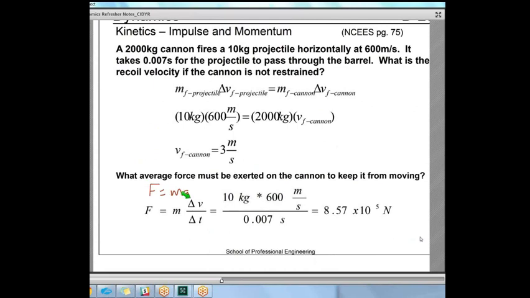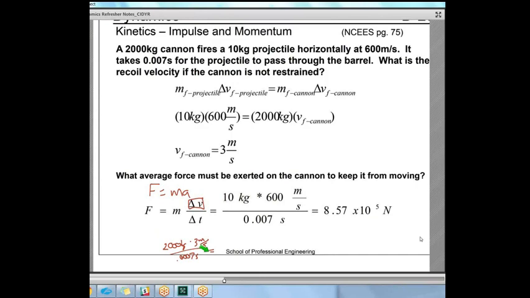And the a is delta v over delta t, and we can go one of two directions with this. We can say, well, the delta v of the cannon would have been 3, so we can say mass of the cannon times the 3 meters per second it instantly attains that we've got to hold back, divided by the delta t of 0.007 seconds, and that would work.